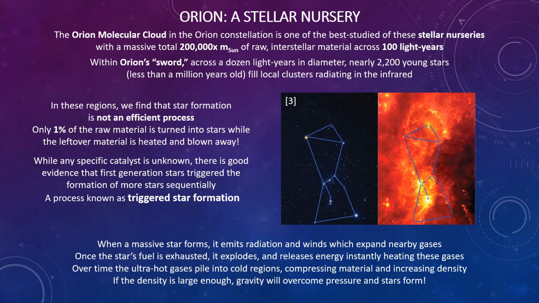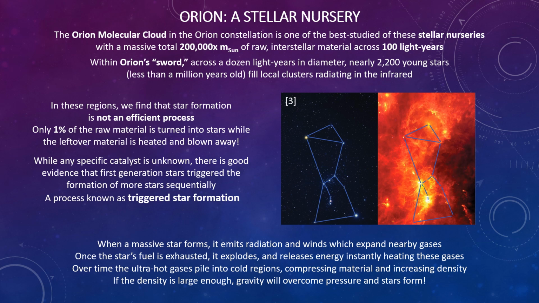But in these regions, we find that star formation is actually not very efficient. Only 1% of the raw material available actually turns into stars, and then the rest of it gets blown away and then has to start the whole process of collapsing down into a star again. So, while the specific catalyst that starts star formation is unknown, there's good evidence that the first generations of stars triggered the formation of more stars sequentially.